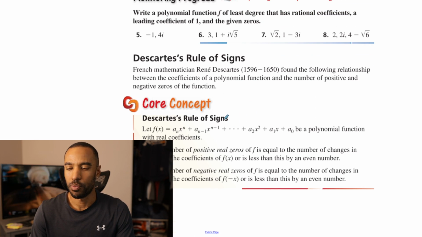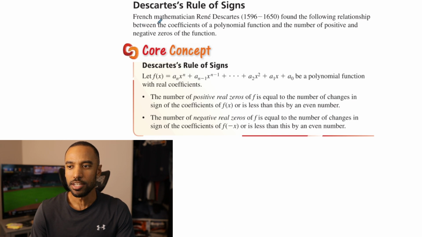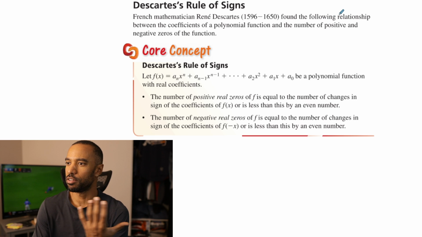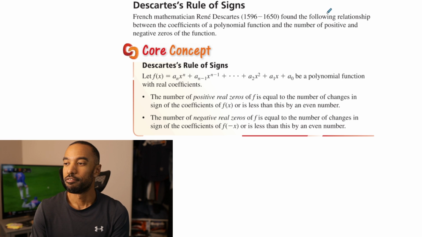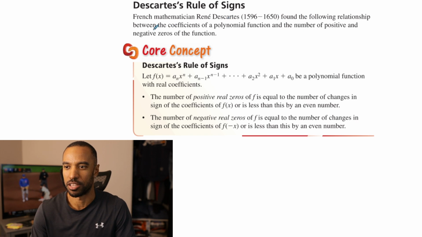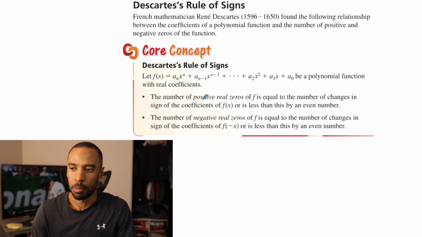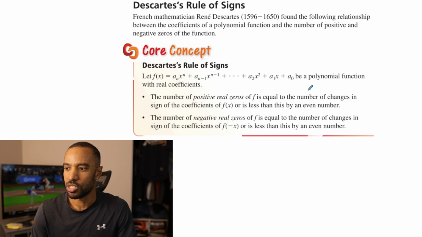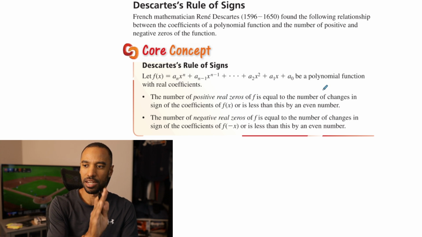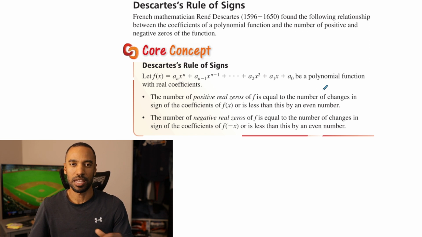Okay, and the last thing I think we need to talk about here is Descartes' Rule of Signs. French mathematician René Descartes found the following relationship between the coefficients of a polynomial function and the number of positive and negative zeros of the function. If you have a polynomial function like this, really busy, with real coefficients, the number of positive real zeros is equal to the number of changes in sign of the coefficients of f of x, or is less than this by an even number.